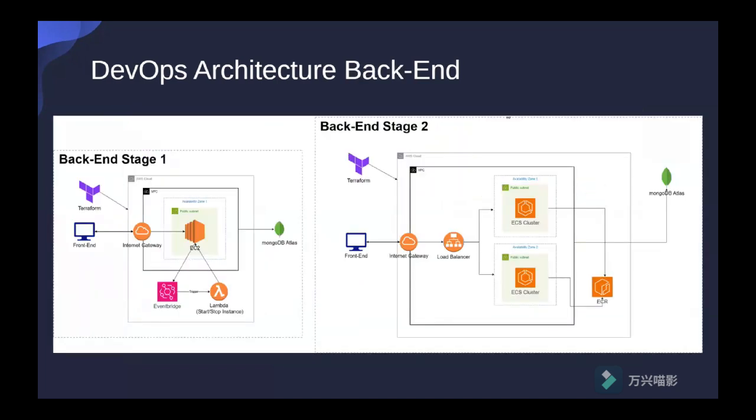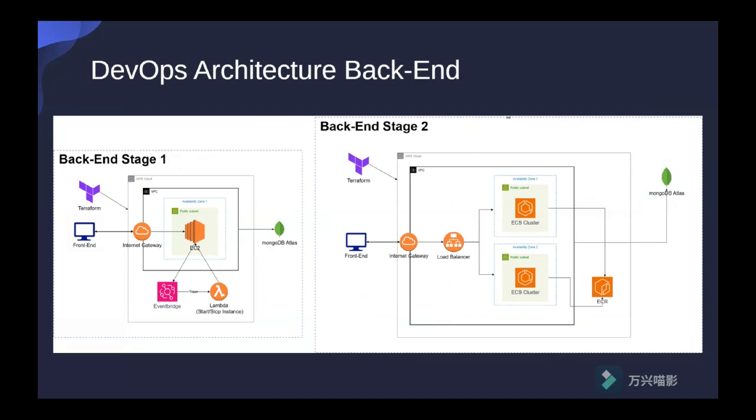For the backend, we have 2 stages. Initially, the backend runs on an EC2 instance inside a public subnet, connected directly to the internet via an Internet Gateway. It pulled data from MongoDB Atlas and was managed manually. We use EventBridge and Lambda to automate EC2 start and stop schedules.